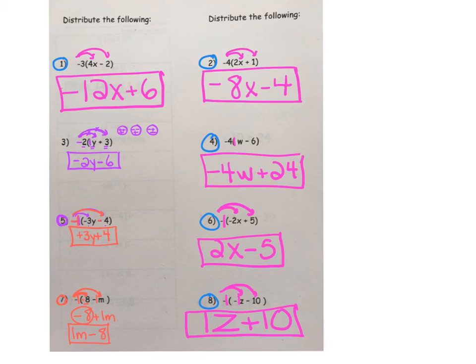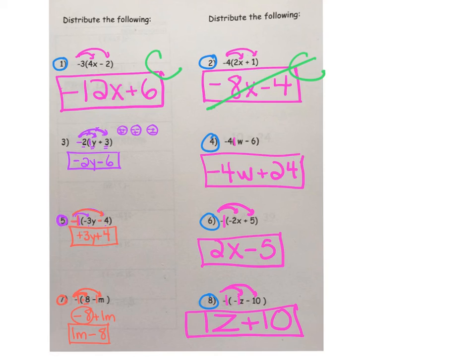Let's check our answers. For number 1, you should have gotten negative 12x plus 6. Give yourself a C or a star if that's correct. Number 2, you should have gotten negative 8x minus 4. Give yourself a C if that's correct. If it's incorrect, draw a line through your answer.